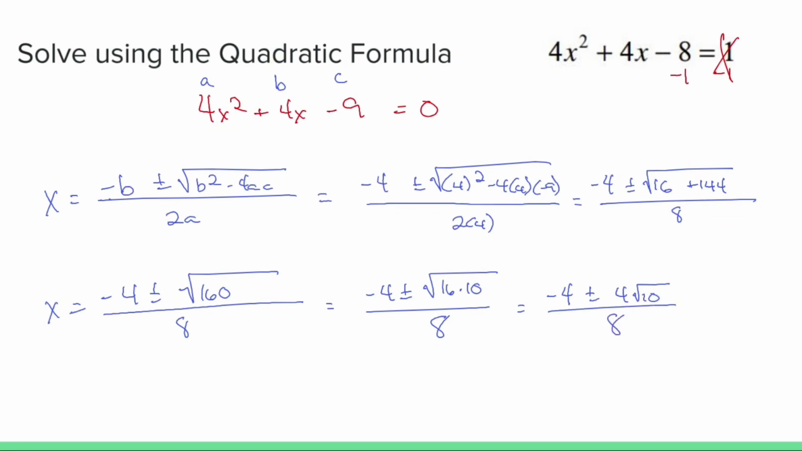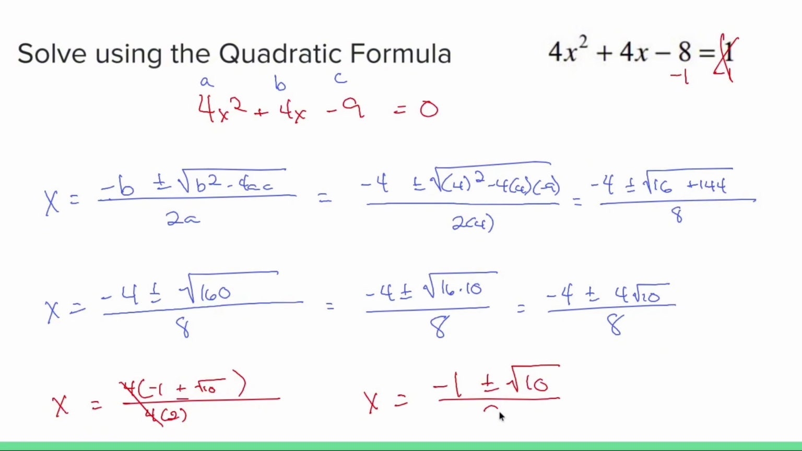And at this stage, you should notice, wait a minute. 4, 4, 8, I can factor a 4 out of literally every term here. I can factor a 4 out of the top, which is going to leave me with negative 1 plus or minus 1 square root of 10, all over factor a 4 out of 8, so that's going to be 4 times 2. The 4's cancel out, and my final answer is going to be x equals negative 1 plus or minus the square root of 10 all over 2. And that's how you do it.